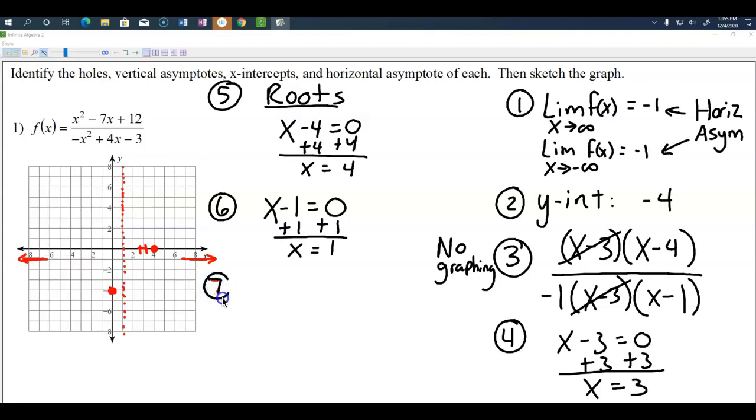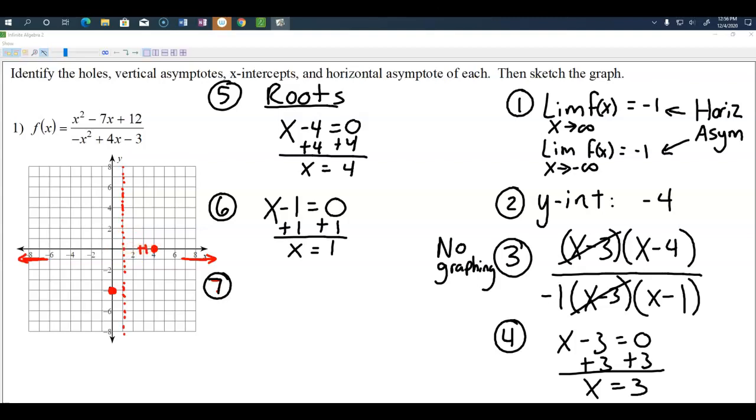Now, what points should we plug in? Well, basically, we want to plug in any points that are in between our roots and vertical asymptotes. So, for instance, I've got a root at 4 and a vertical asymptote at 1. So I want to pick a point in here somewhere. And I'm not going to pick the hole either.